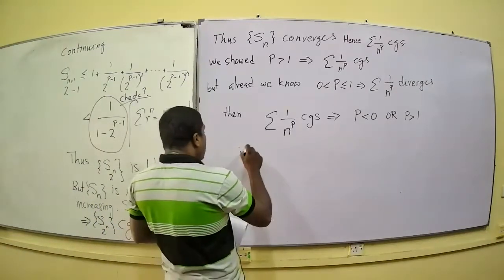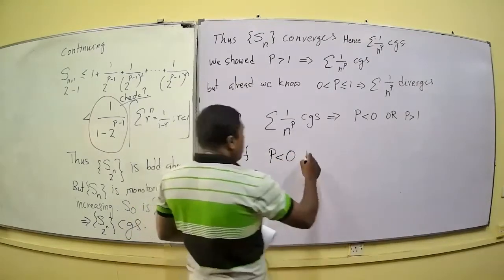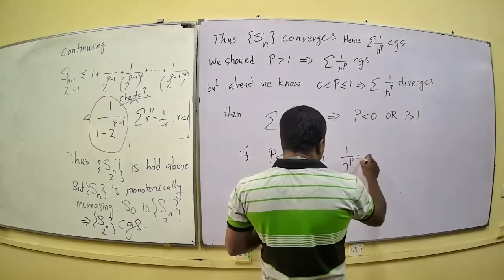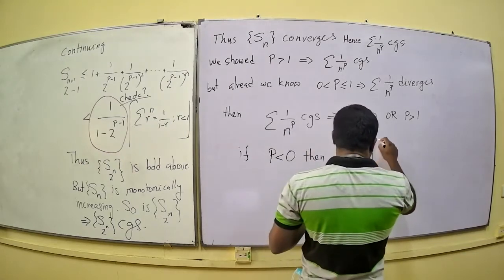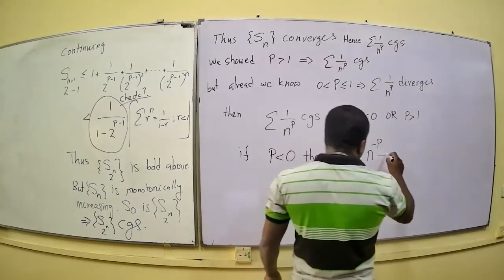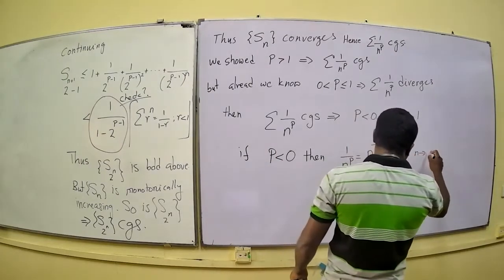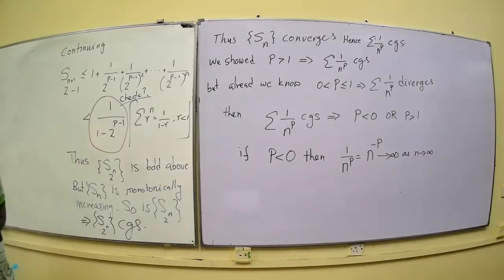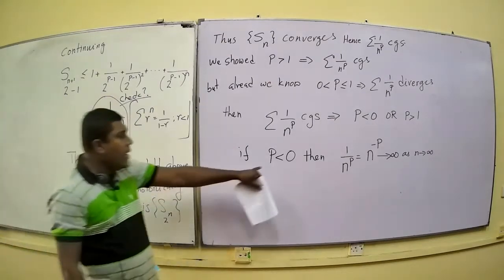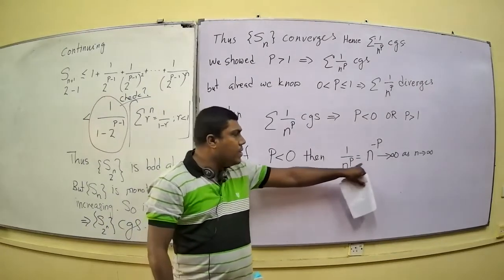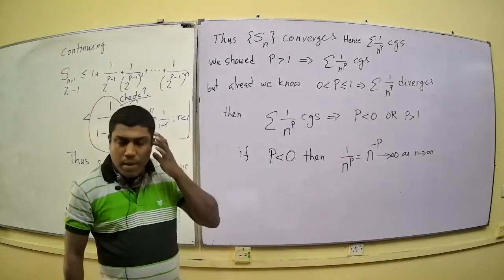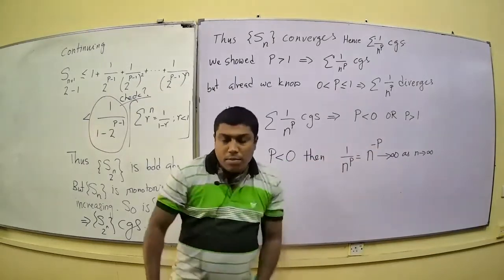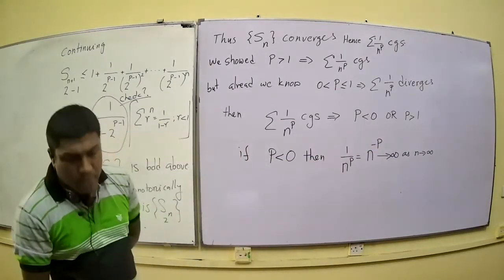Right? So let me tell you, if P is less than 0, if P is negative, you know 1 upon n to the power P is n to the power negative P, that is the basic thing. But P is already minus, so minus of minus is plus, so n to the power positive power.